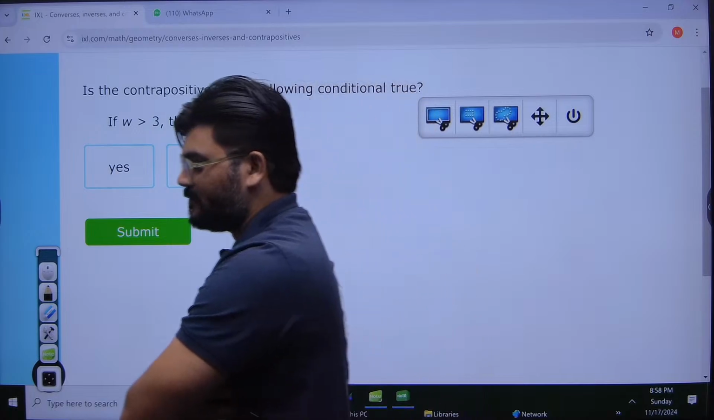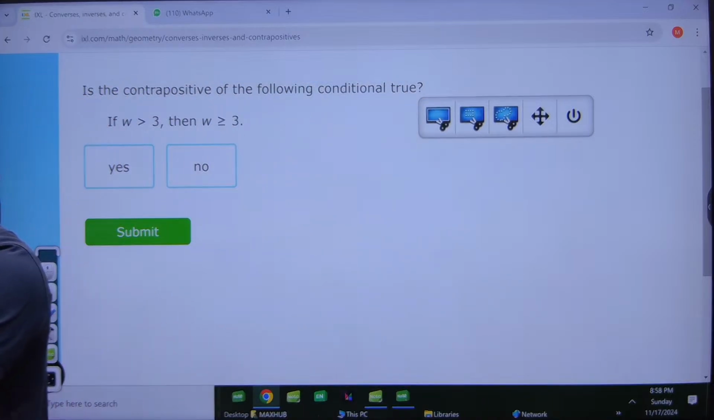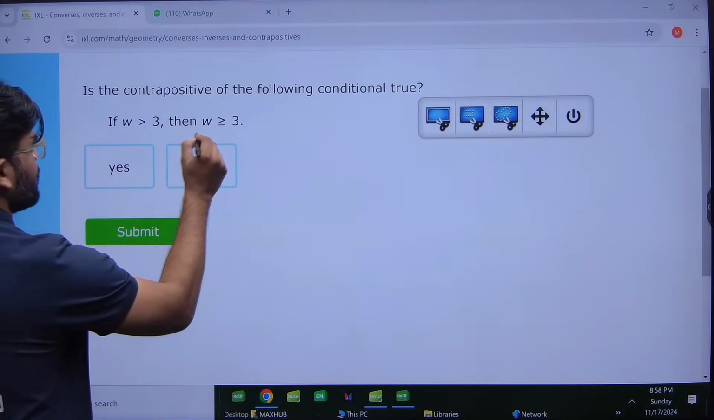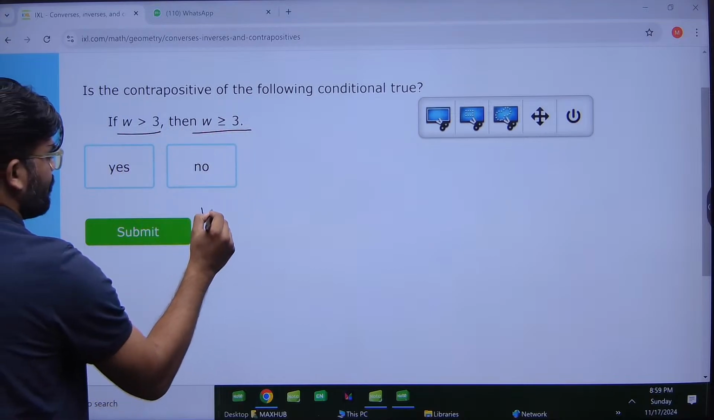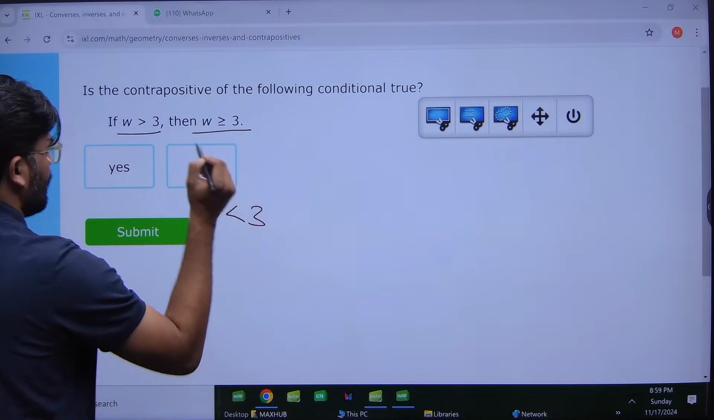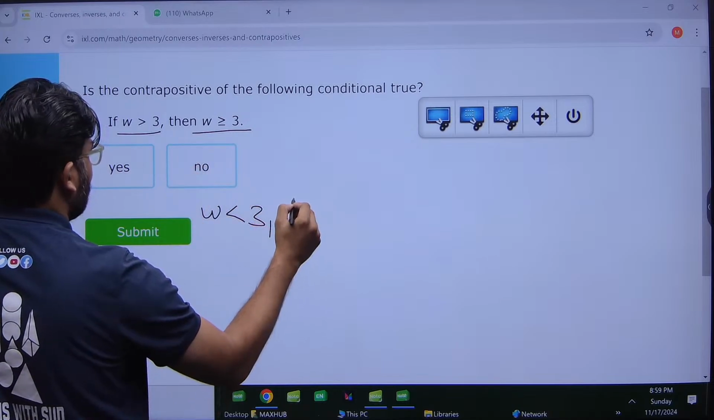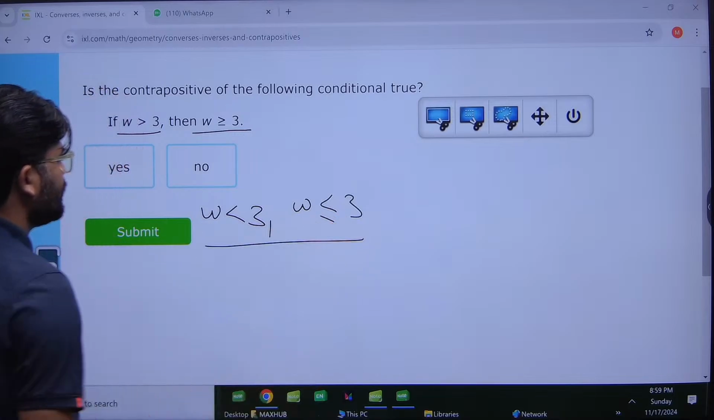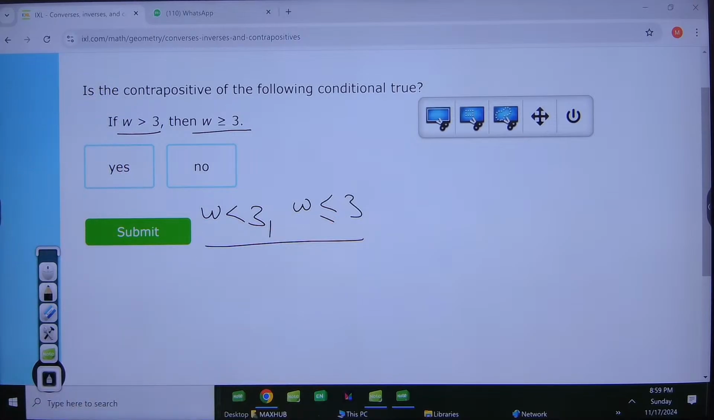Okay, next question. Contrapositive. You have to do two things. You have to switch and negate. Then W is. Tell me, is it true? If W is less than 3, then W is.